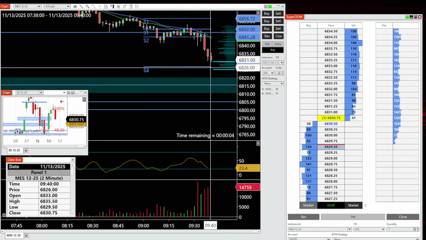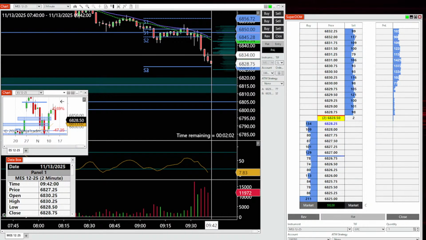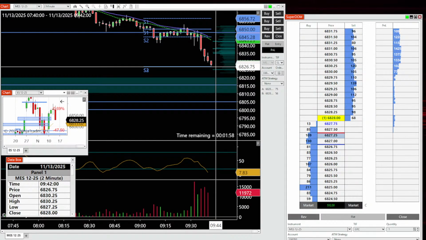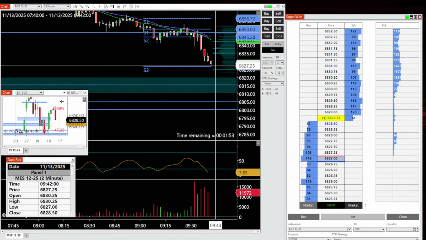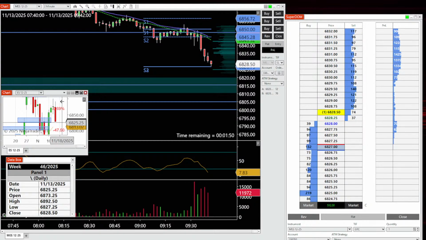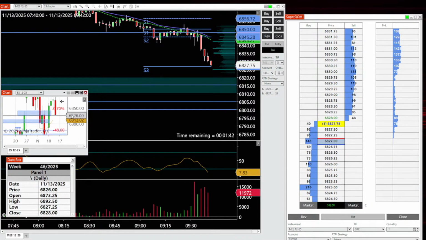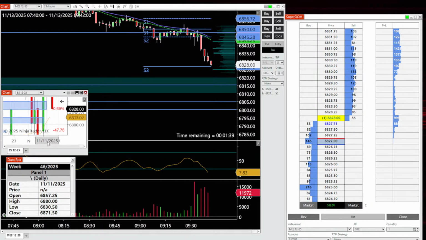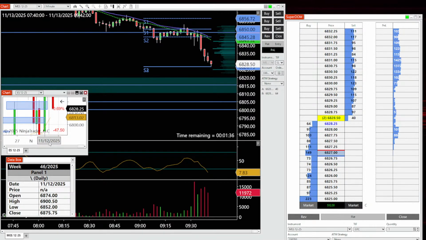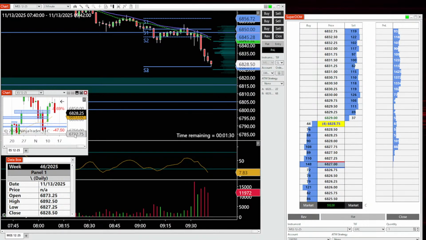So it ran on the first 15-minute bar without me. Testing top of this 27. Down 47 points today in the early part, the front end of the day.